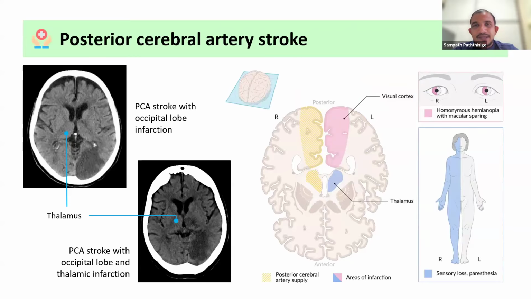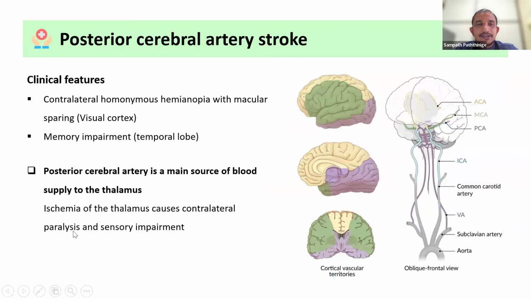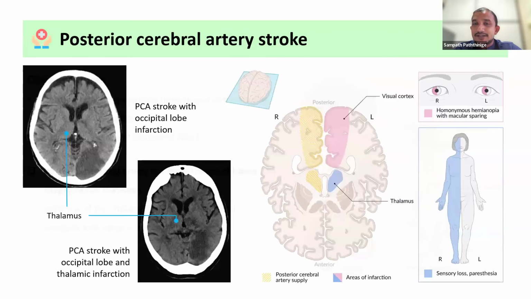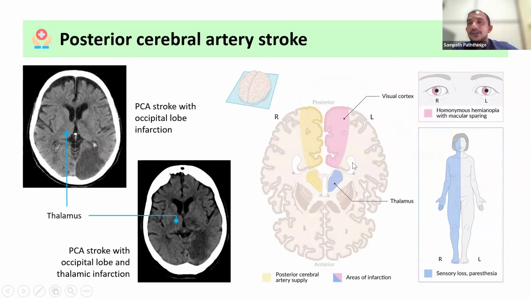So yeah, when I send the lecture note, I'll correct it. It is mainly affecting the contralateral sensory functions, not much of an effect on the motor functions, right? Because the posterior cerebral artery, deep down, supplies the thalamus, right?